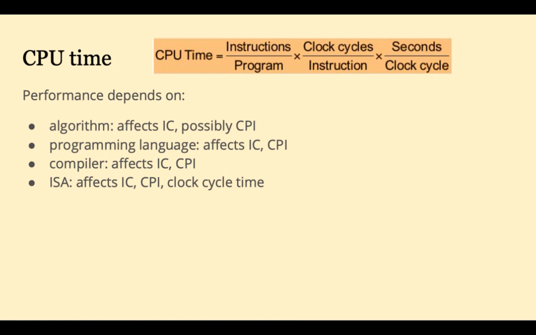There's always a trade-off. The algorithm that you choose to solve a problem affects the instruction count, and that in turn could affect the average CPI. The choice of programming language affects the instruction count and the CPI, as does the compiler. The instruction set architecture itself affects all components, the instruction count, the average cycles per instruction, and the clock cycle time, since the clock cycle time and the ISA have to be designed together.